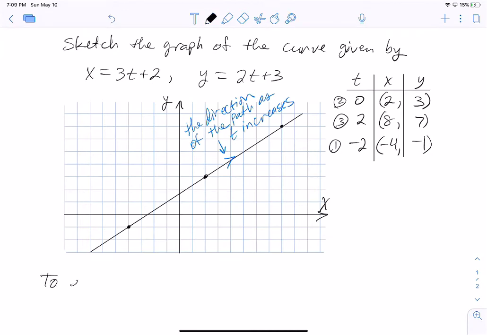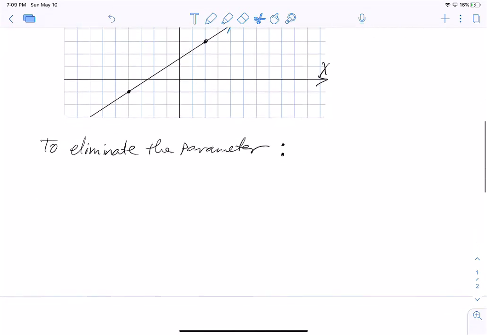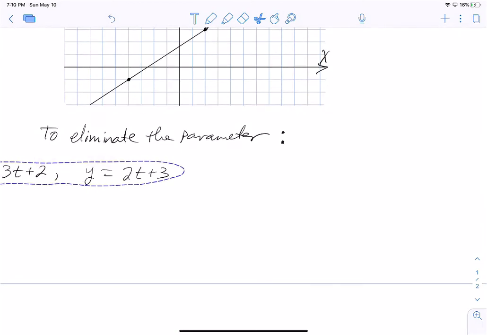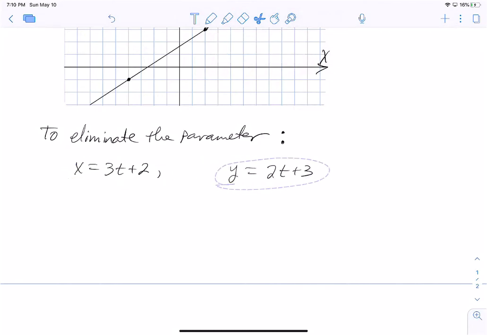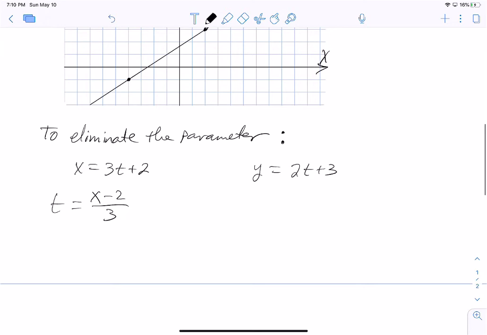Sometimes it's useful to eliminate the parameter. Now, there's not any one way to do this. We look at the equations that we have and we see, how can I express what I'm looking at as an equation that only has y and x. In this case, it makes sense to me to take x equals 3t plus 2 and solve for t, thereby getting x minus 2 over 3 is equal to t. And then do the same thing with y. So y is 2t plus 3, and so y minus 3 over 2 is going to be equal to t.